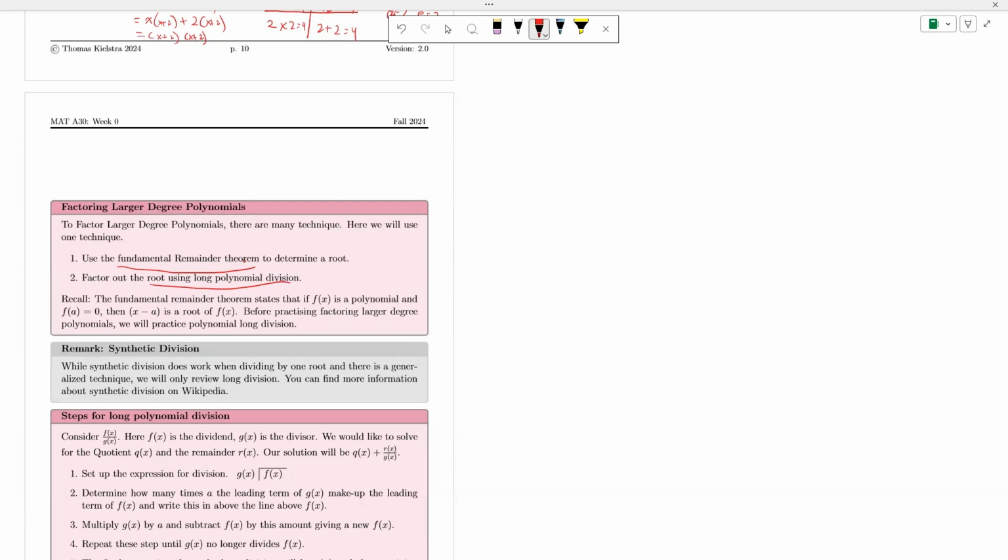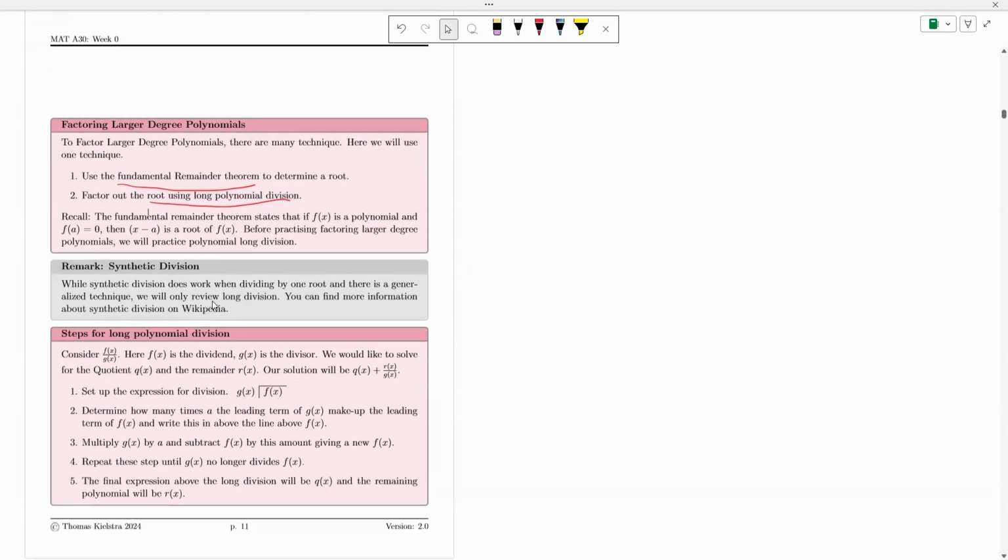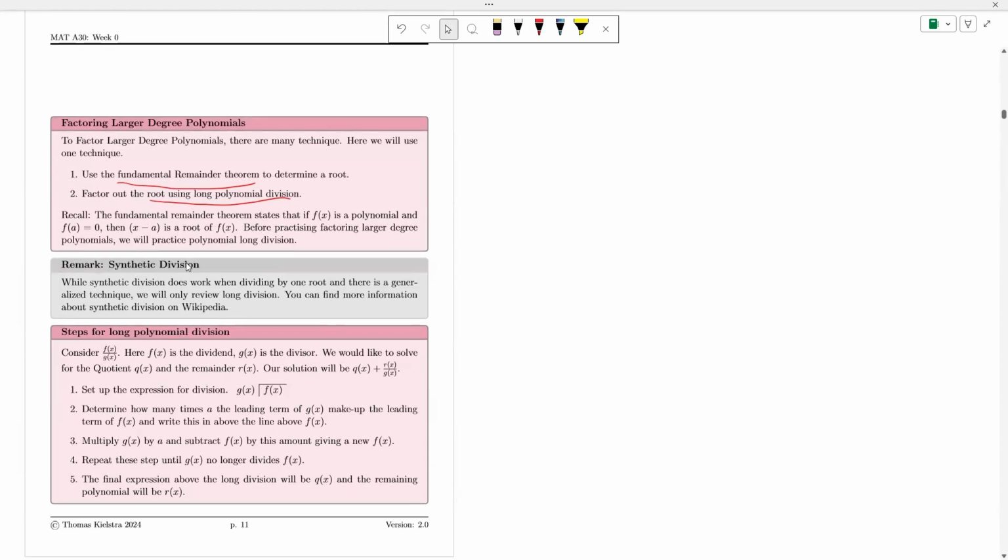Before practicing factoring larger degree polynomials, we will practice polynomial division. Now, I'm going to make a quick remark about synthetic division. While synthetic division does work when dividing by one root, and there is a generalized technique, we'll only review long division. You can find out more about synthetic division on Wikipedia, but within higher level mathematics, it's typical to simply resort to long polynomial division.